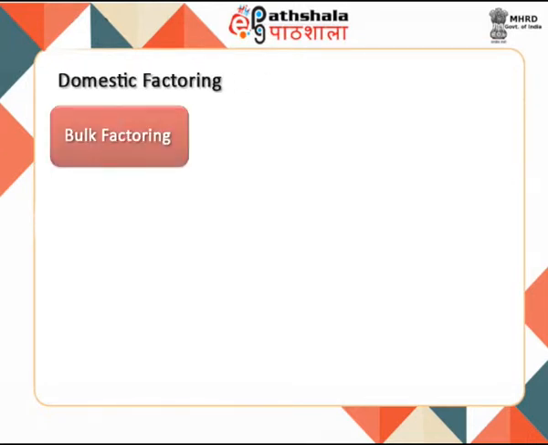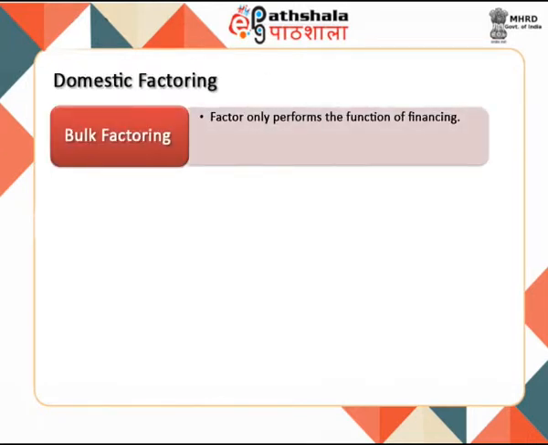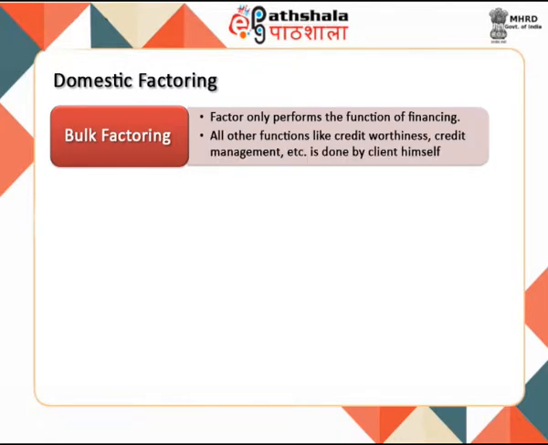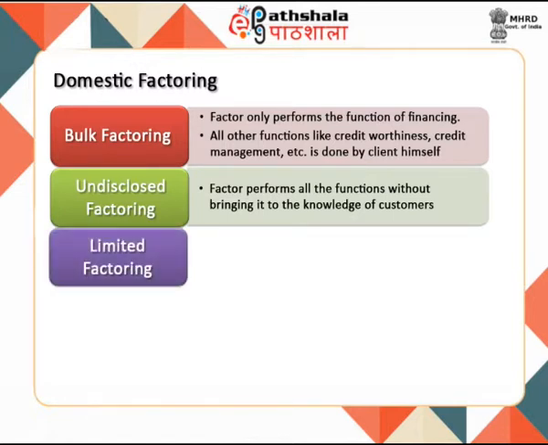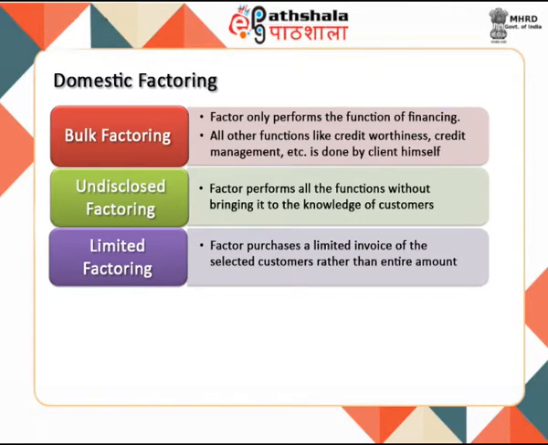In case of bulk factoring, factor only performs the function of financing. All other functions like creditworthiness, credit management, etc., are done by the client himself. In case of undisclosed factoring, the factor performs all the functions without bringing it to the knowledge of the customer. In limited factoring, the factor purchases a limited invoice of the selected customers rather than the entire amount.